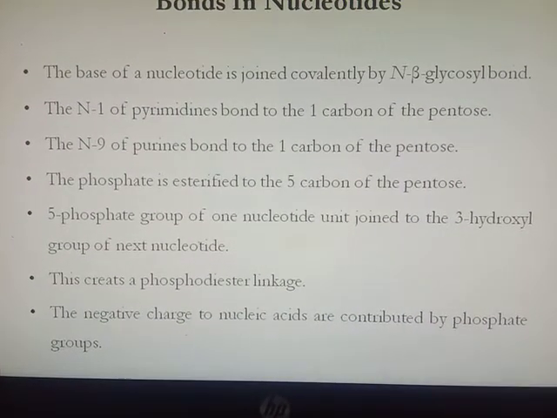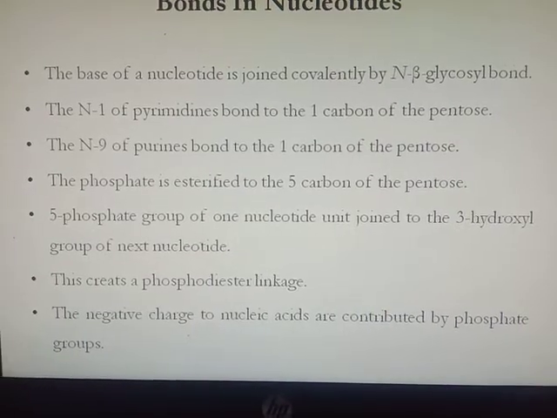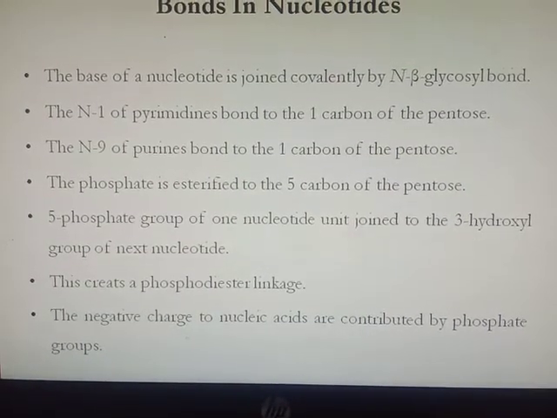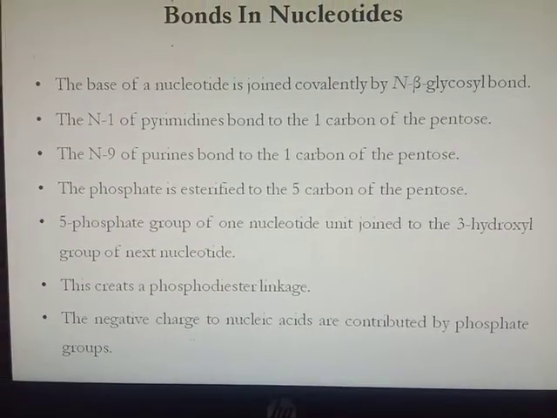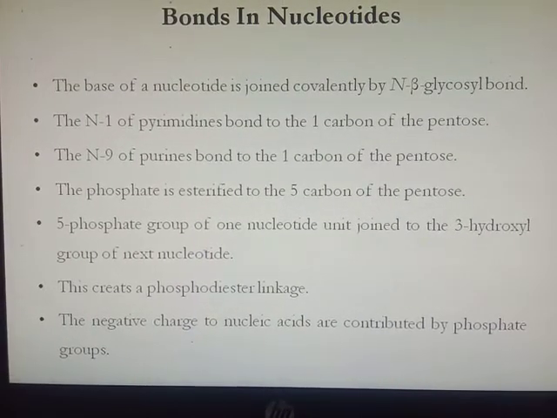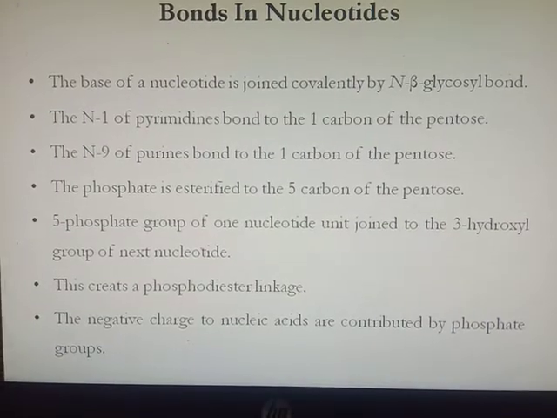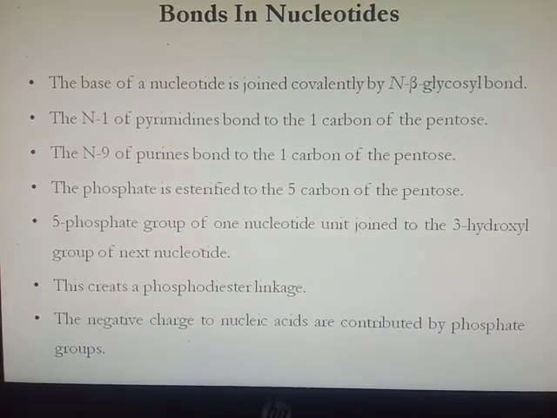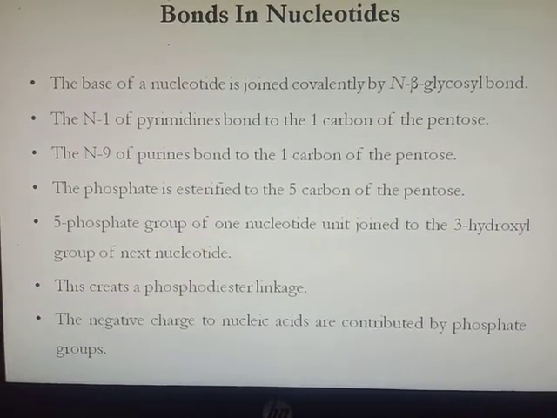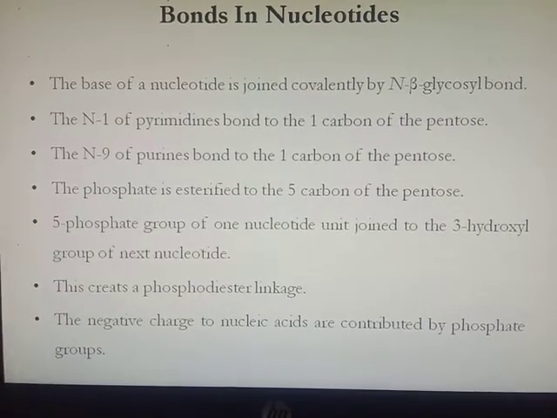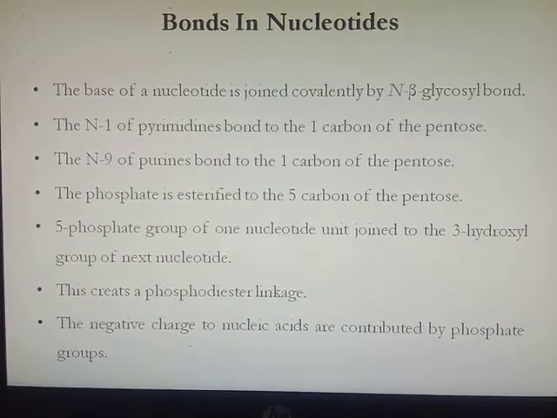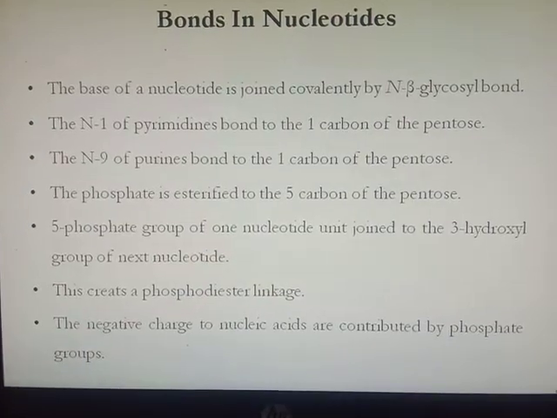The 5' phosphate group of one nucleotide unit is joined to the 3' hydroxyl group of the next nucleotide to form the 3' 5' phosphodiester bond. The negative charge present on nucleic acid is mainly contributed by the phosphate groups present in these nucleotides.